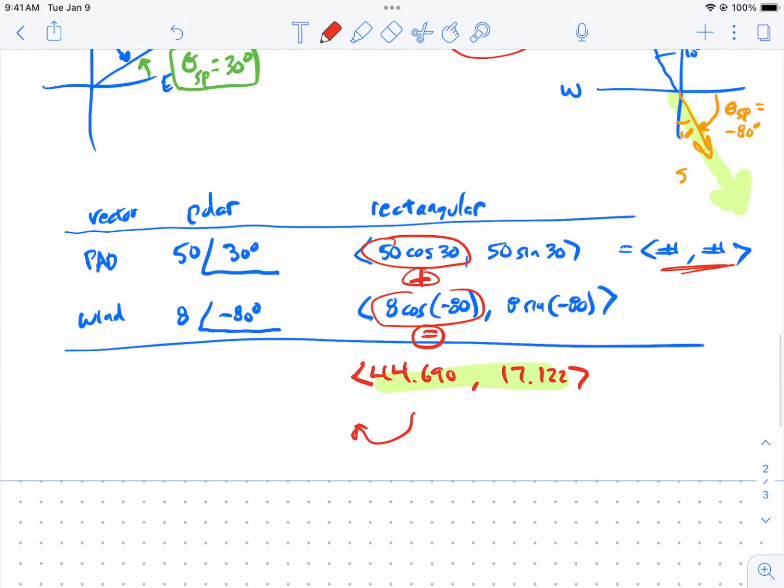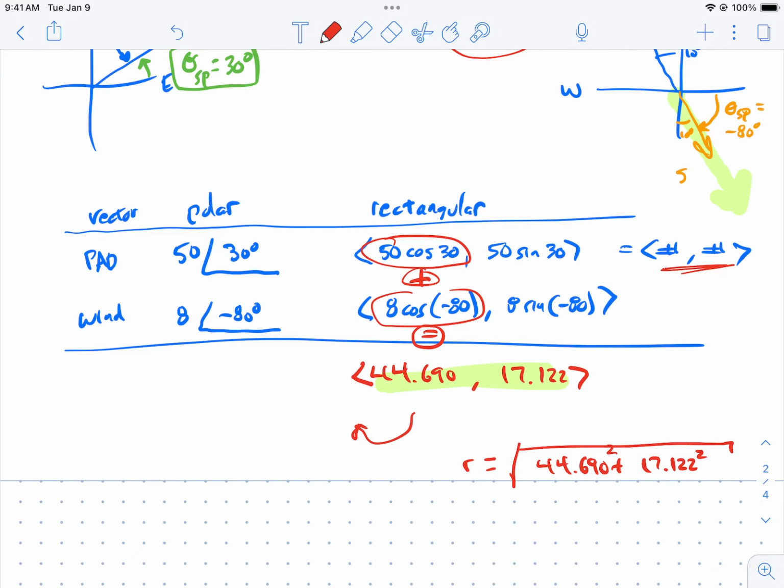So let's see now here. To do the R, all you really got to do is take that 44.690, square it, 17.122, square that, add your 2 squared results, and then take a square root. And you get 44.690 squared. Did I answer that right? Oh, look at me try to make a mistake. Okay. I tried to make a mistake, but I caught myself.